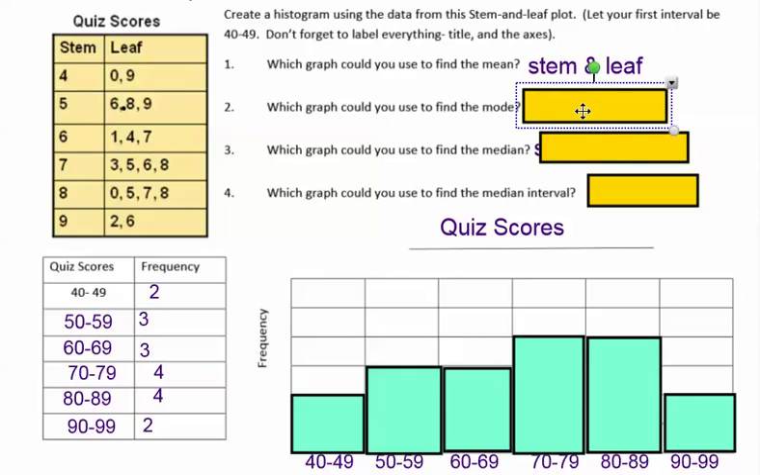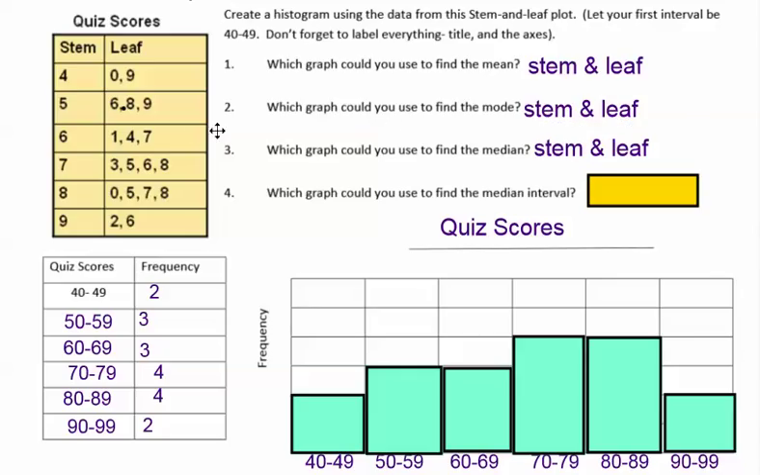But if we wanted to know that, we would have to look at the stem and leaf where we have exact scores. Here, we only have intervals. We don't have exact scores. All right? Which graph will we use to find the median, the middle number? Guys, the middle score or the middle number, we want an exact number. We would have to use the stem and leaf.